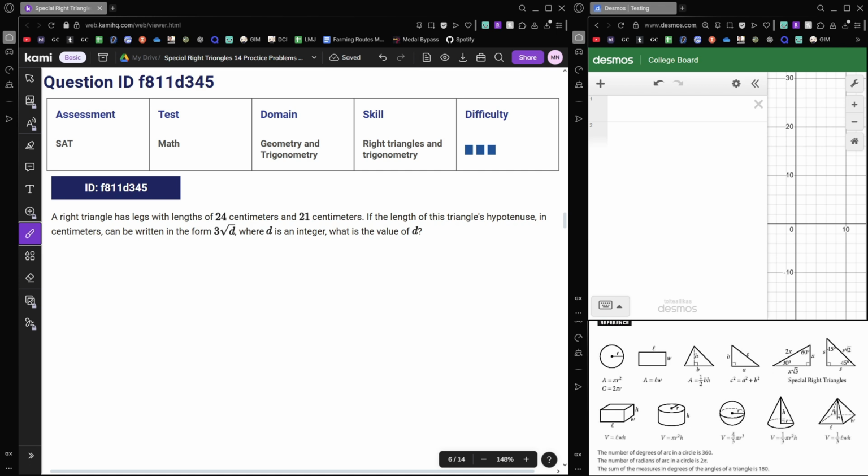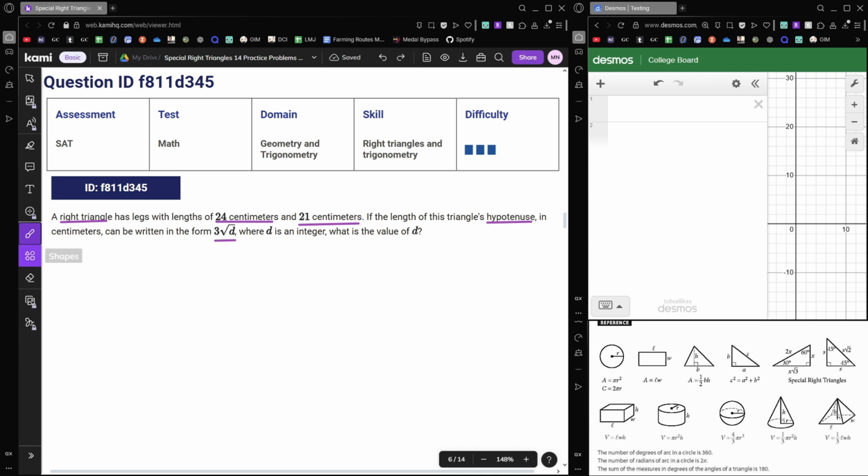Question number 6. A right triangle has legs with lengths of 24 centimeters and 21 centimeters. If the length of the triangle's hypotenuse in centimeters can be written in the form 3 square root d, where d is an integer, which means it's a number with no decimals, what is the value of d?